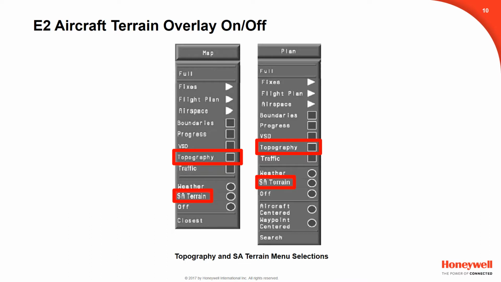To turn the topography on the E2 aircraft, check the topography checkbox on either the map or plan drop-down menu. To turn situational awareness or relative terrain on or off, select the SA terrain radio button. Note that threat terrain or ground prox terrain is always enabled or turned on and cannot be turned off. If weather has been selected for display and a terrain alert occurs, the weather overlay is automatically turned off and the ground prox terrain image is shown.